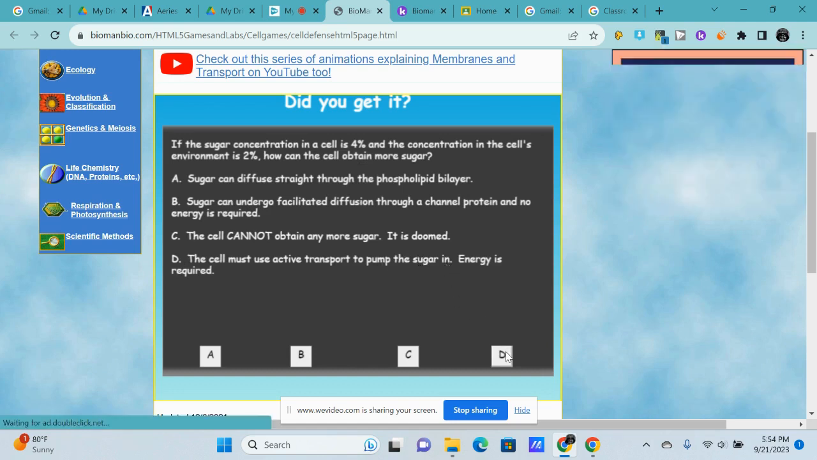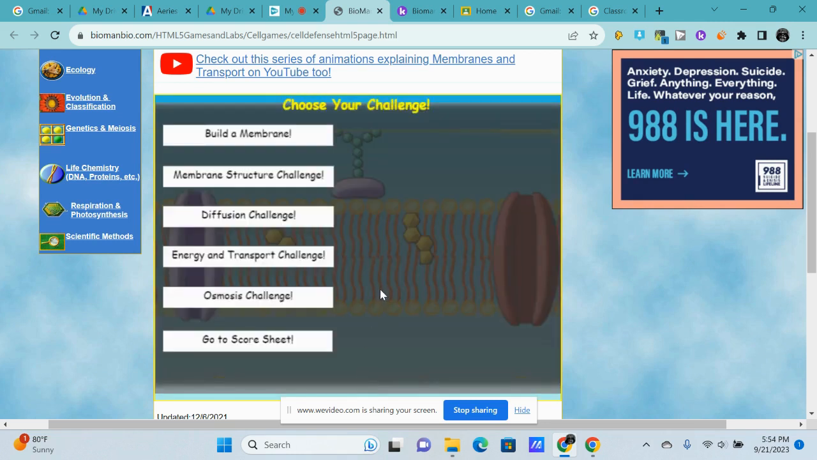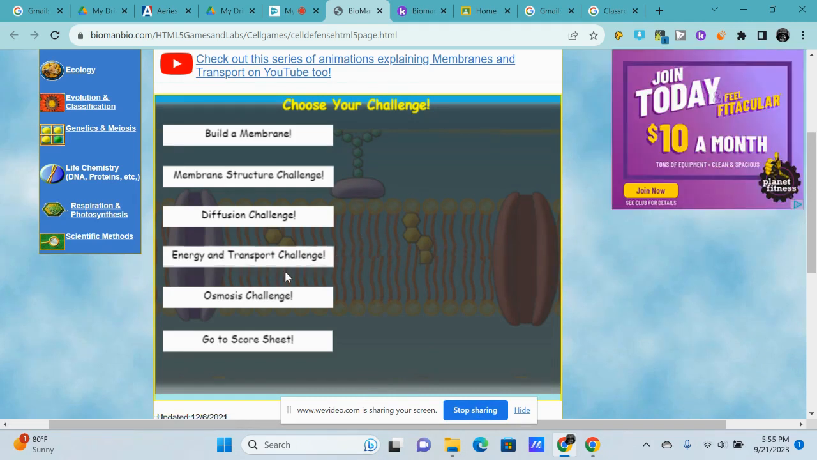That should be correct. And it is. Because whenever you're moving them from low concentration to high, it requires energy. If it requires energy, that's active transport. How many questions are we going to have? Oh, good, that's it. All right. The last one we have to do is the osmosis challenge.